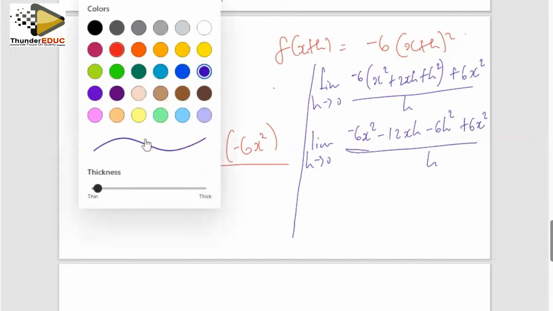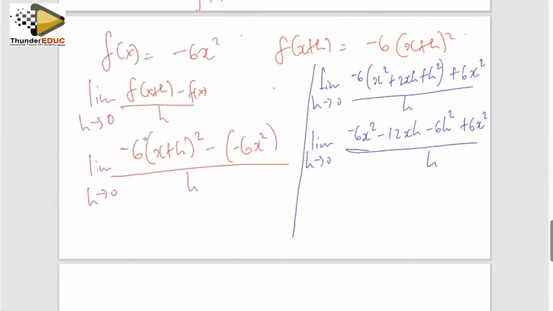So we need to cancel out some common terms. So we know that this cancels that because the signs are different. Then our next step will be to factorize out the h. So h comes out, we have negative 12x minus 6h over h. So this h cancels that h. Time for substitution, where h is 0, which means we're going to end up with negative 12x.